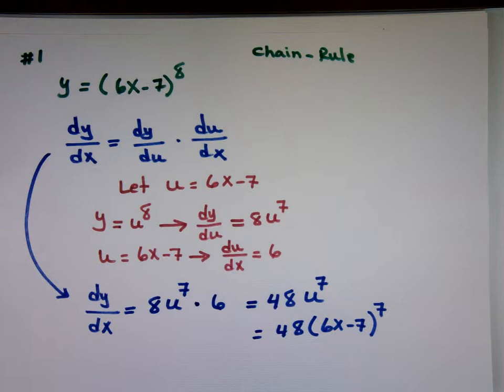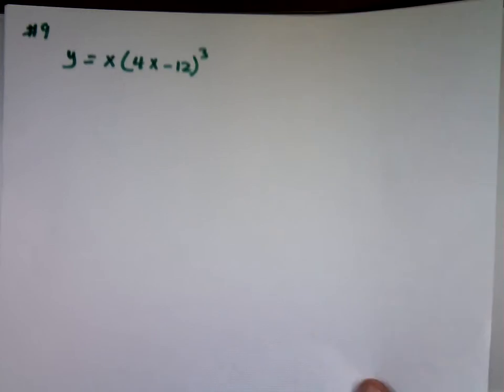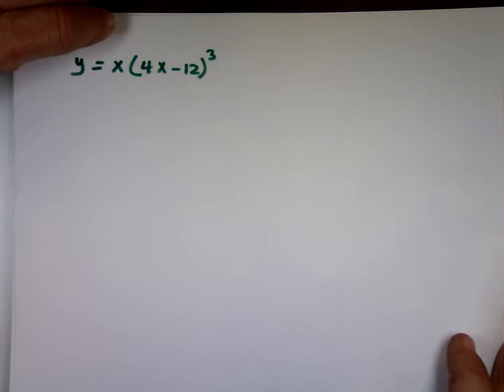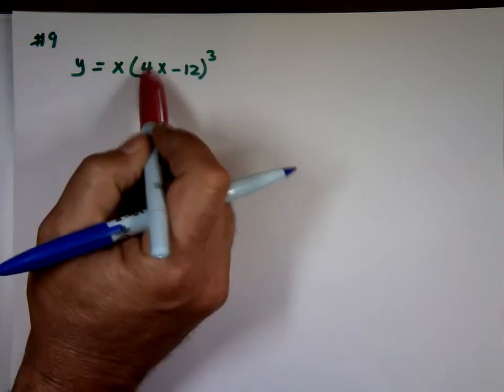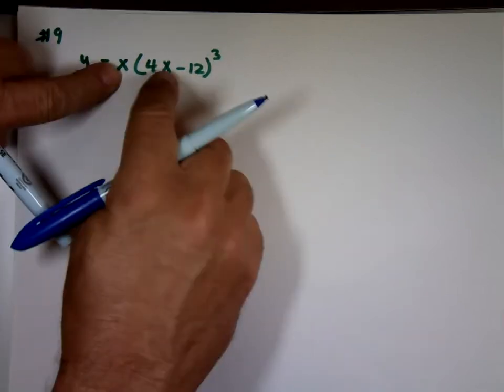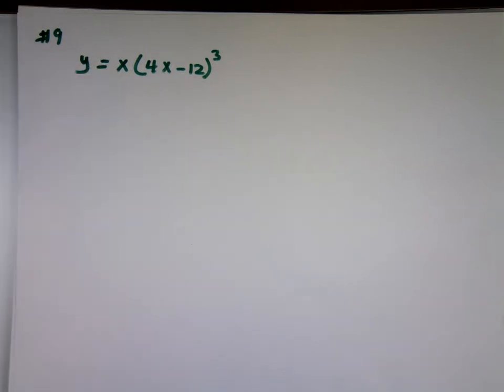Let's look at number 9. This problem is a little bit long. What do you notice about this problem? You can't distribute that x through. Again, why? Because the power is 3. I mean, you could multiply this 3 times and multiply it by x and take the derivative. I don't think that was their intention for this problem.